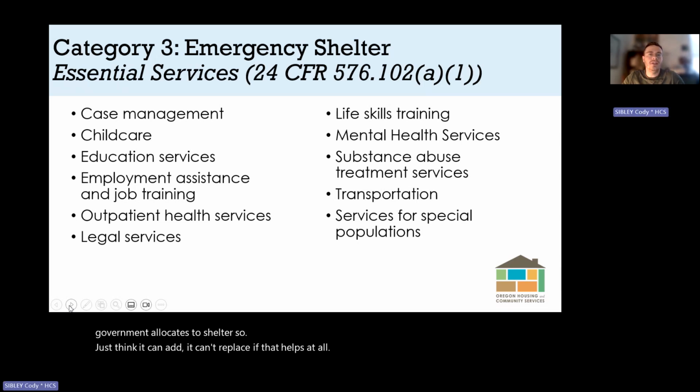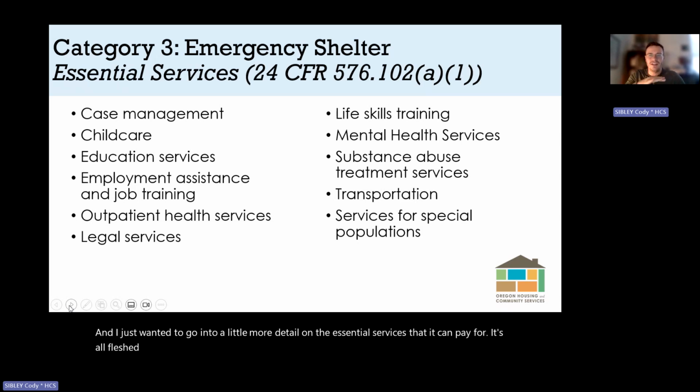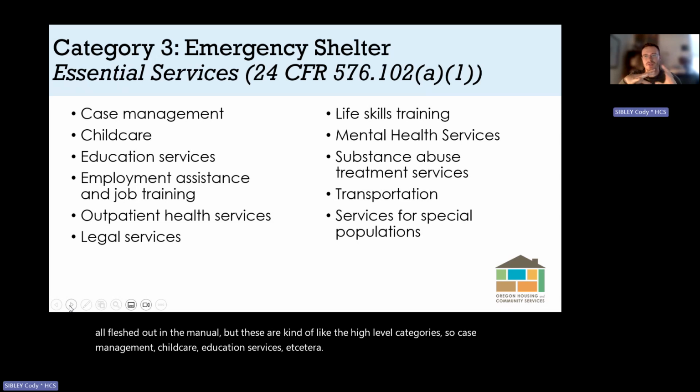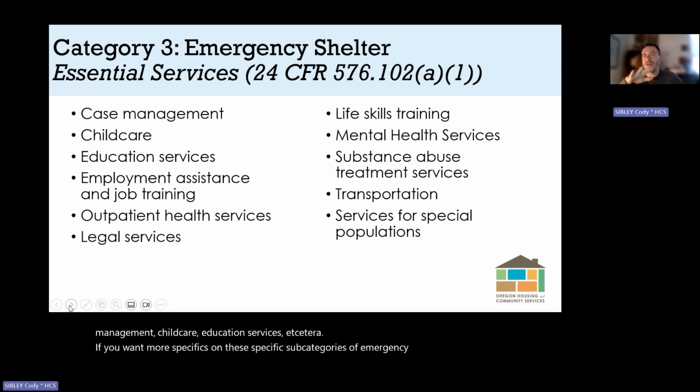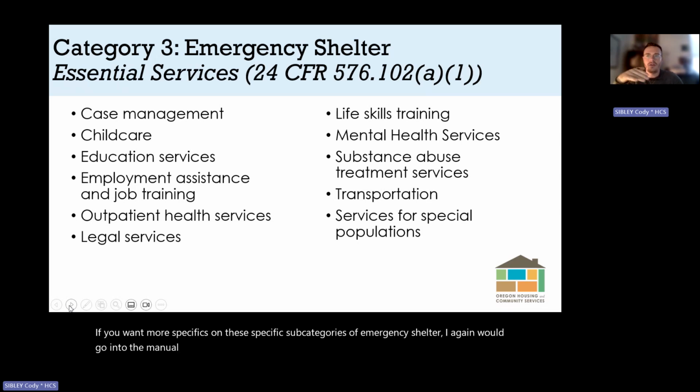And I just wanted to go into a little more detail on the essential services that it can pay for. It's all fleshed out in the manual, but these are kind of like the high level categories. So, case management, childcare, education services, etc. If you want more specifics on these subcategories of emergency shelter, I again would go into the manual. It fleshes out all the different criteria and eligible expenses within each of these different categories.